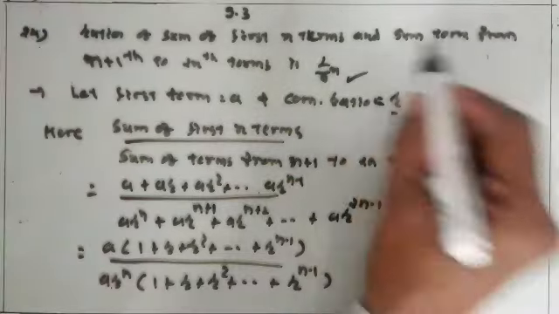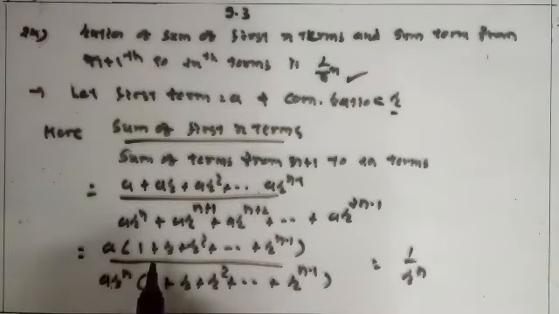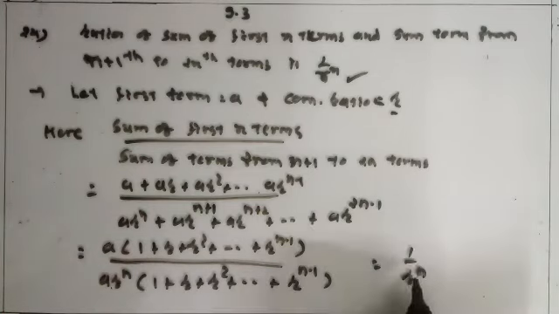Hence proved. Clear? So the sum of the first n terms upon the sum of the n plus 1 to 2n terms is equal to 1 upon r raised to n. Okay. Now question number 25.